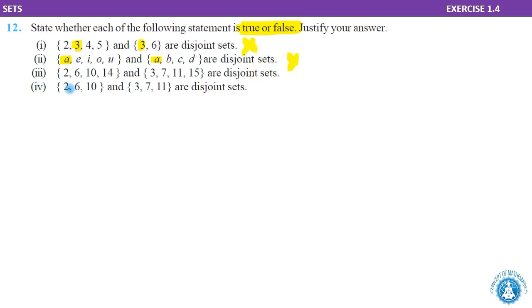Okay, now a set having elements 2, 6, 10 and 14 and another set having elements 3, 7, 11 and 15. This set having all even numbers and this set having all odd numbers, so it is disjoint set. Okay, and another last question, 2, 6, 10 are elements of first set and 3, 7, 11 are elements of second set. Of course these are even numbers, these are odd numbers, so the sets are disjoint, correct?